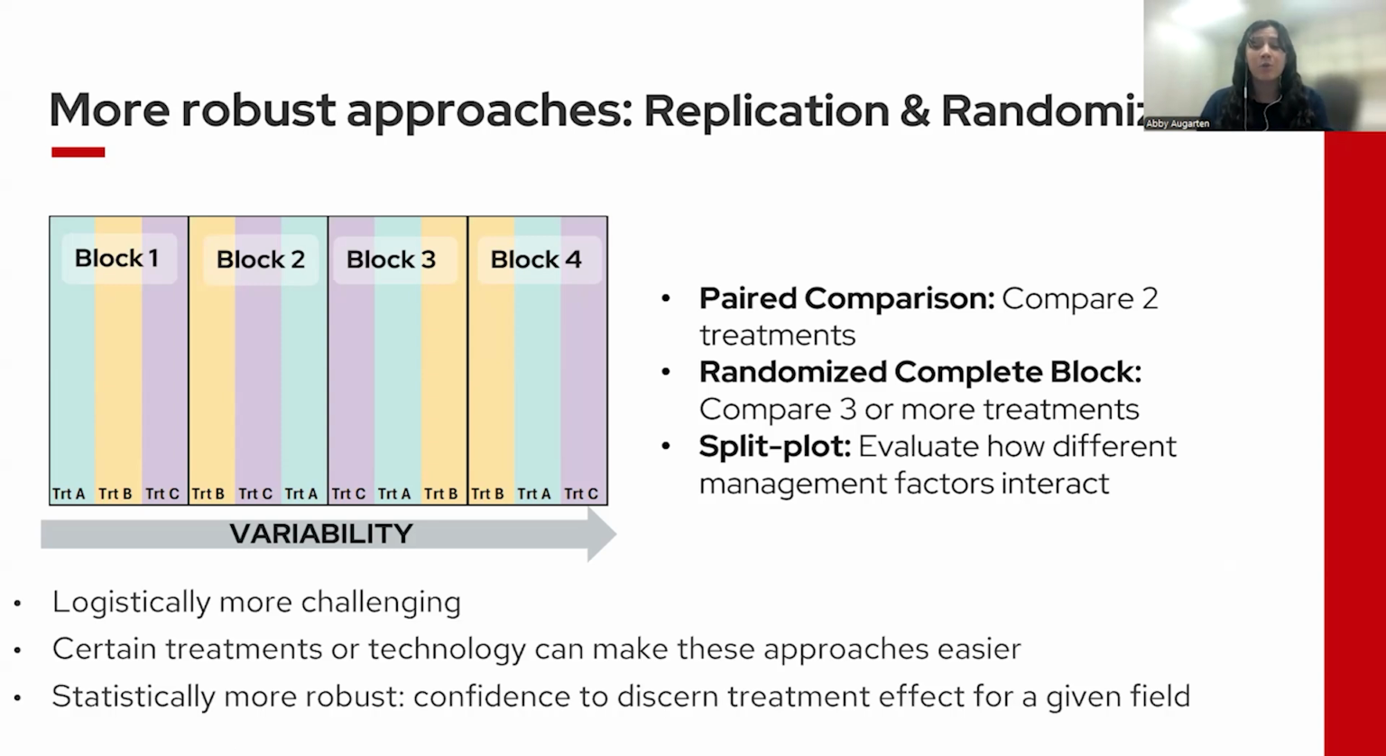But we know that this is more of an undertaking. It can be logistically more challenging to implement on farm. There are certain treatments or technologies that can make it easier, but there are some things like manure application rate or application method or planting date that might be more cumbersome to implement in this replicated and randomized fashion. But it's something to definitely consider, again, so that we can feel confident at the end of the season.